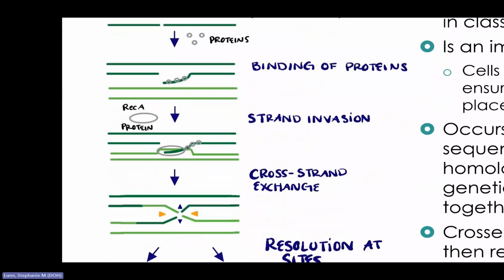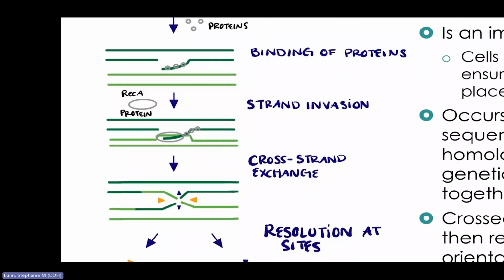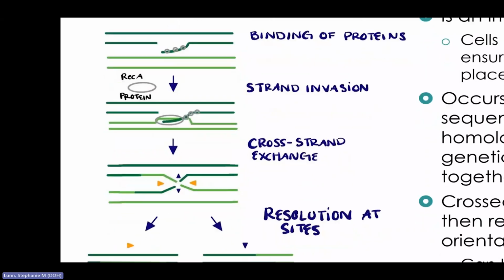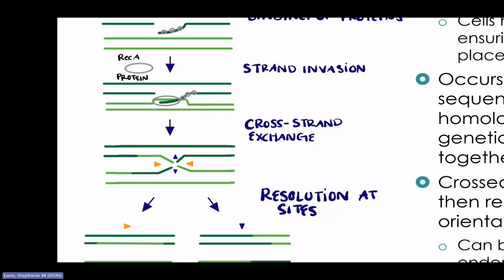And this protein has been identified in just about all prokaryotic species that have been examined. And what it does is that it helps promote base pairing in the complementary sequence of the recipient DNA molecule. So what happens next is that the strand from the donor DNA will invade the target DNA, forming a cross-strand interaction where genetic information can be exchanged.